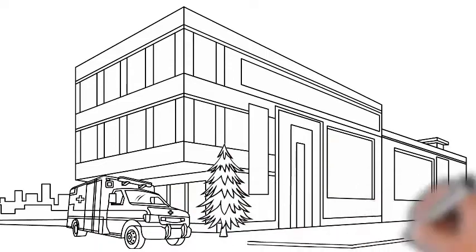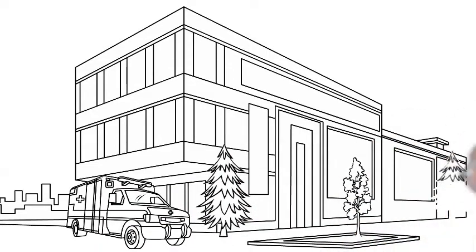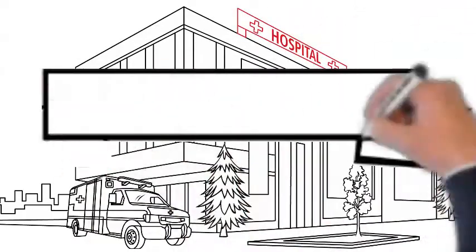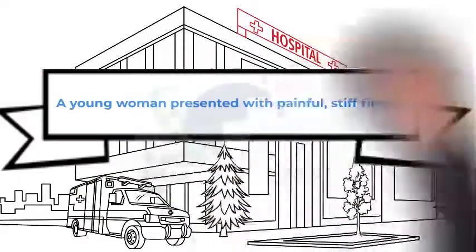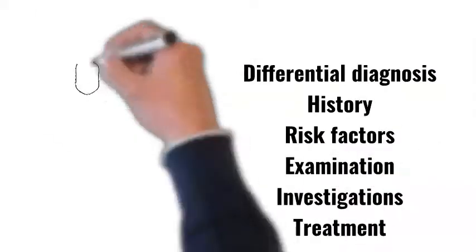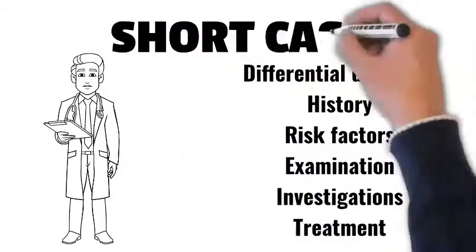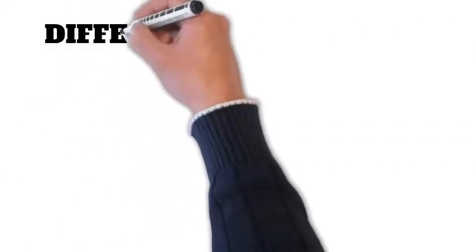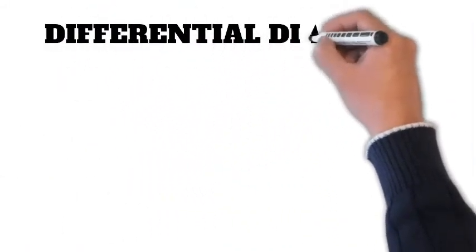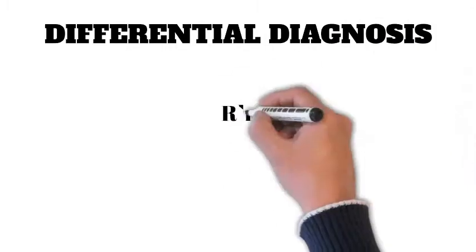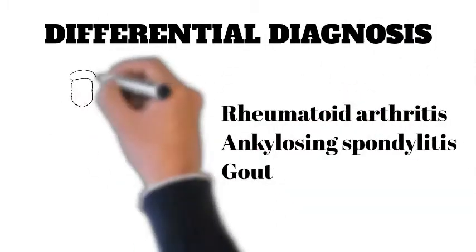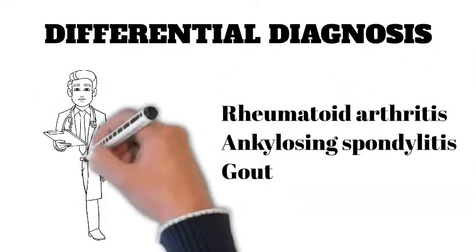You have been given a case of a young woman presented with painful, stiff fingers. Regarding differential diagnosis, make a quick list of possible causes of a given presenting complaint, and ask questions to rule in, or rule out, the possible differentials, as in this case. Rheumatoid arthritis, ankylosing spondylitis, gout, are the top differentials in our list.